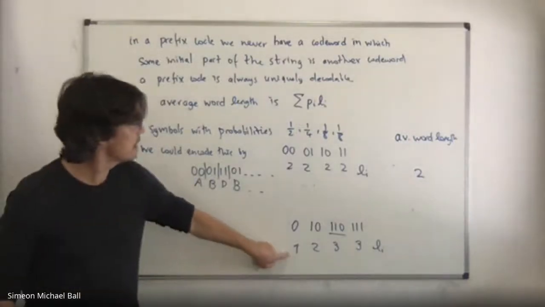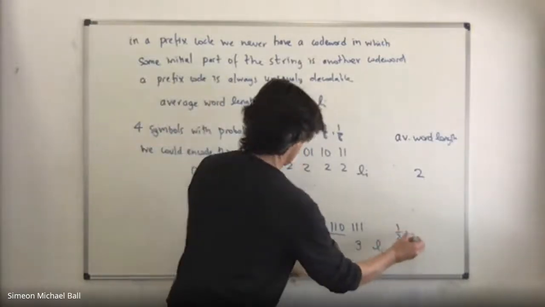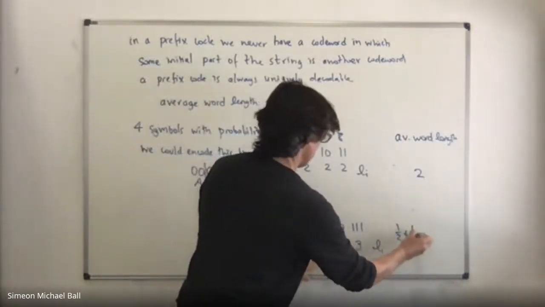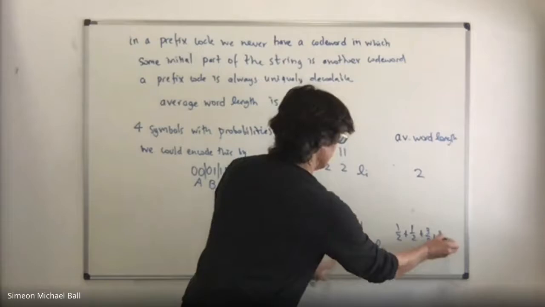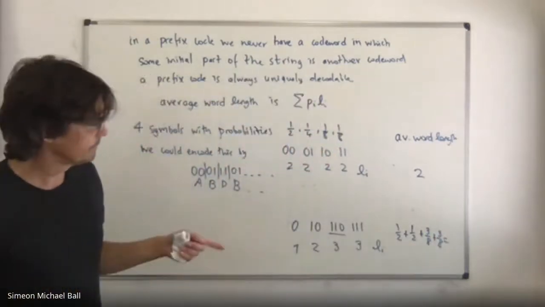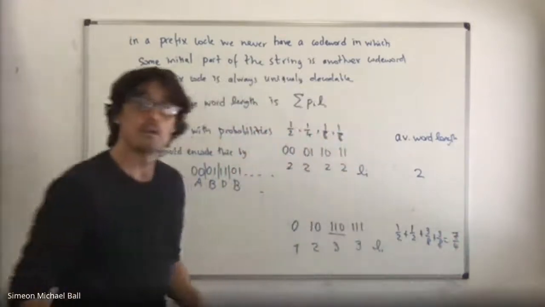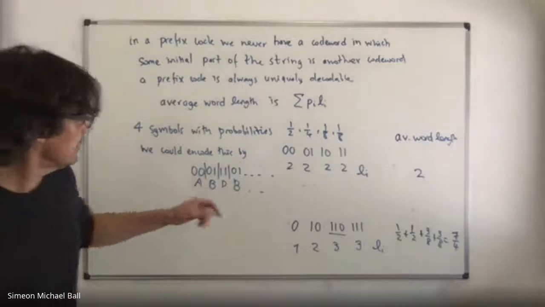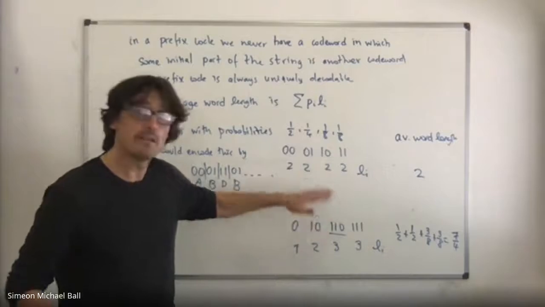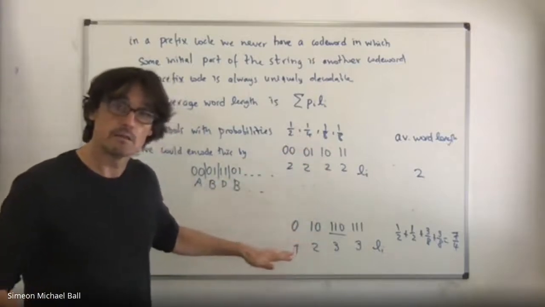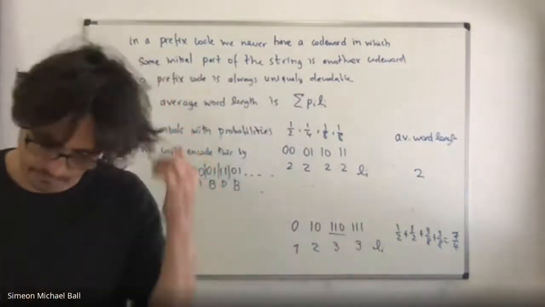But here, it's 1/2 plus 2 times a quarter, which is 1/2, plus 3 times 1/8 plus 3 times 1/8. And if you add all that up, you get 7 divided by 4. So now we've seen that we can choose our assignments here in such a way that we can use up less space. Okay, fractionally less space, from the 2 to the 7 over 4.